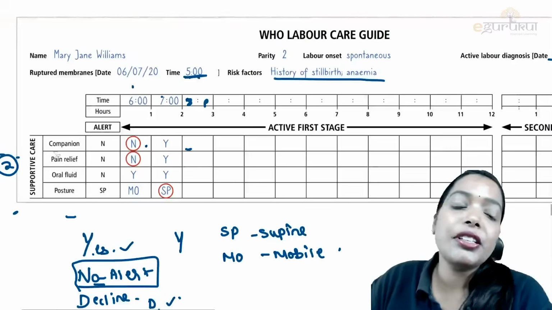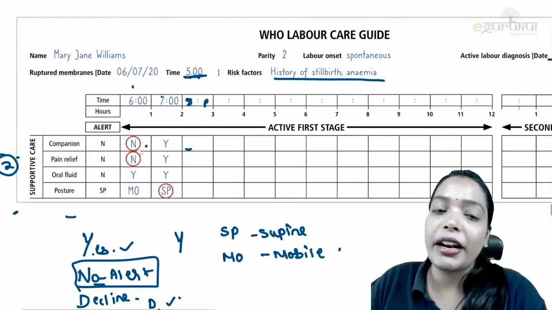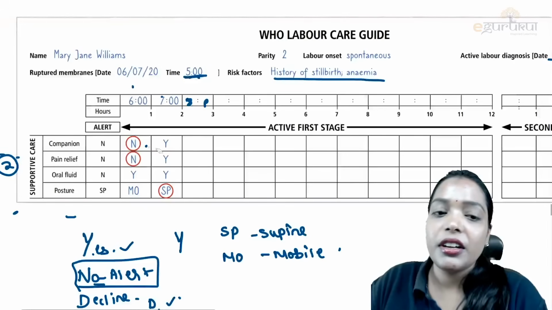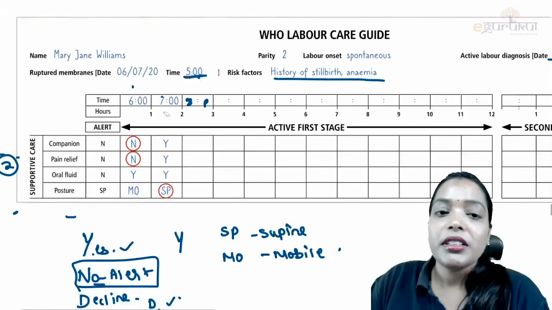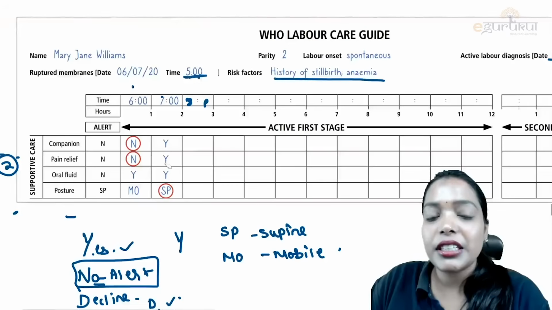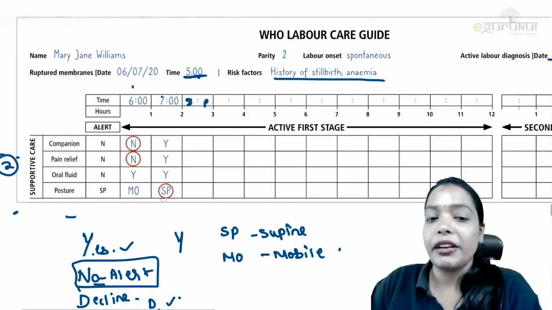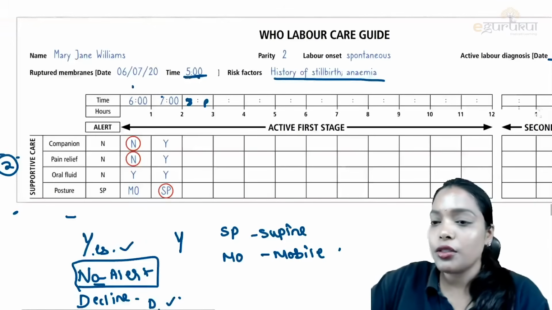For example, this woman, if we interpret here, she came at 6 o'clock, she didn't have a companion and she was not given pain relief. But she was taking oral fluids and she is mobile. At 7 p.m. she got a companion. She has taken the pain relief. She is taking oral fluids, but she is supine, which is an alert again. Okay. So this is section 2.